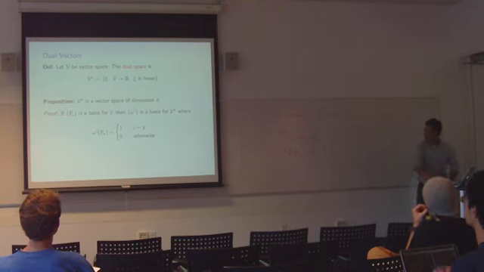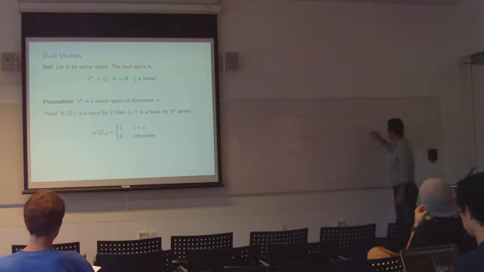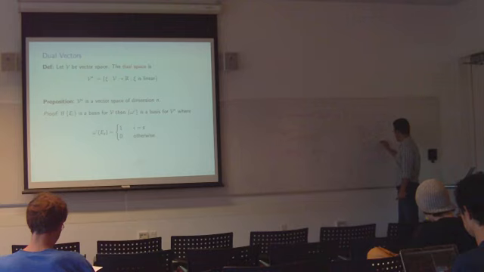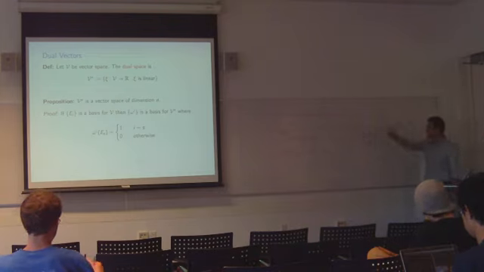Okay, so why is this thing a basis? Well, if xi is a linear functional, so if this thing is in V star, then we can look at the values xi at E1, xi at E2, and so on. Let's call these numbers A1, A2, and AN. So the question is, why is that a basis?